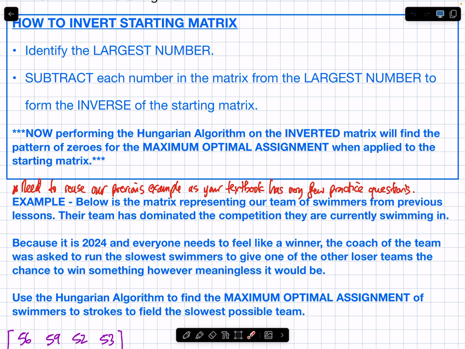How do I invert it? Identify the largest number in the matrix. Once you've done that, you subtract all the numbers in the matrix from that largest number, and what you'll find is you get the inverted starting matrix. What does that mean? It means the largest number will now be the smallest, and the smallest number will now be the largest.